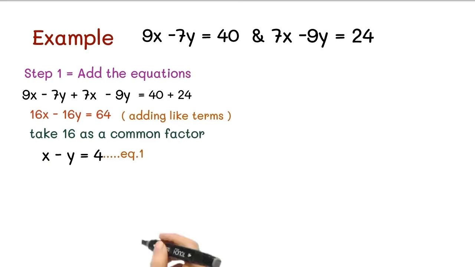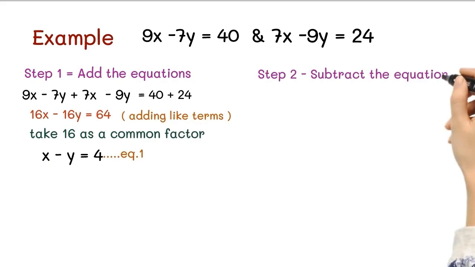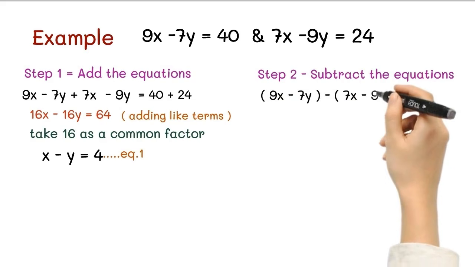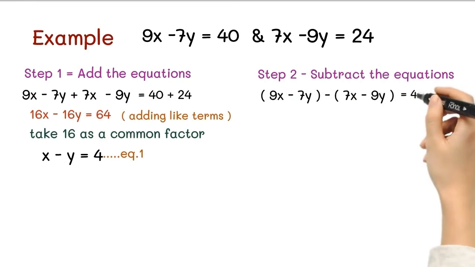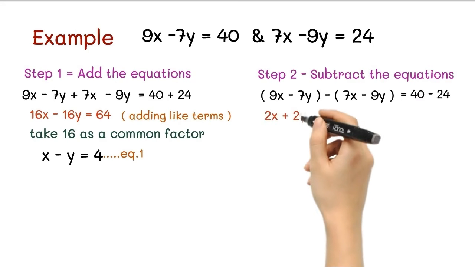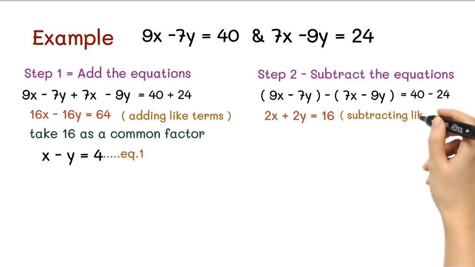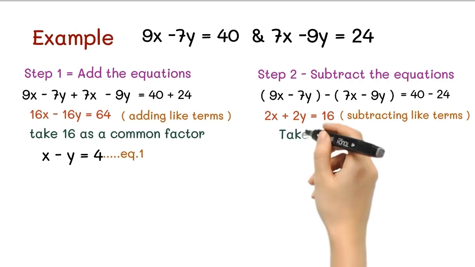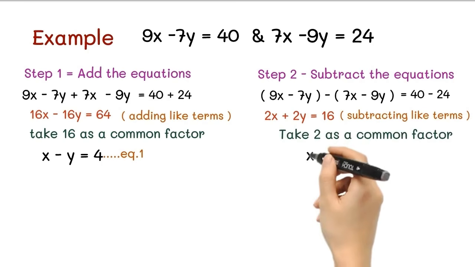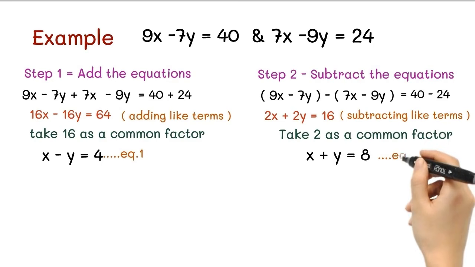Now, in the next step, we will subtract both equations. So by subtracting the equations, we get 9x minus 7y minus, in the second bracket, 7x minus 9y equals 40 minus 24. That is 2x plus 2y equals 16 by subtracting the like terms. If we take 2 as a common factor from both sides, then we get x plus y equals 8. And this is our equation 2.